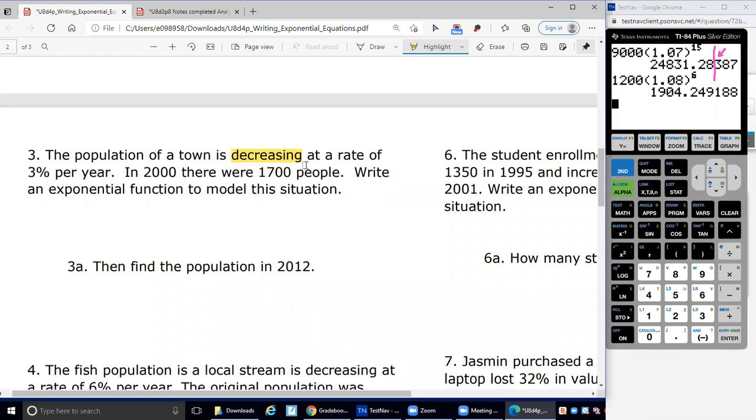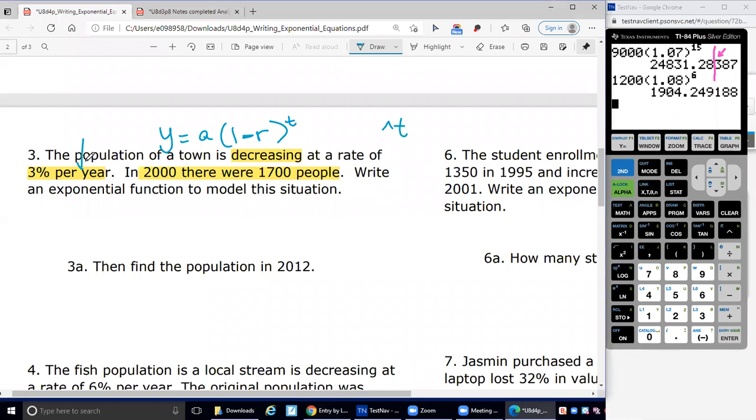The population of the town is decreasing at a rate of 3% per year. So of course, you're going to use a little different equation, right? Y is equal to a times 1 minus r to the power of t, right? And in 2000, there were 1,700 people. We want to write the exponential function to model the situation. So right now, I'm going to pause the video. And really good with all the responses, guys.